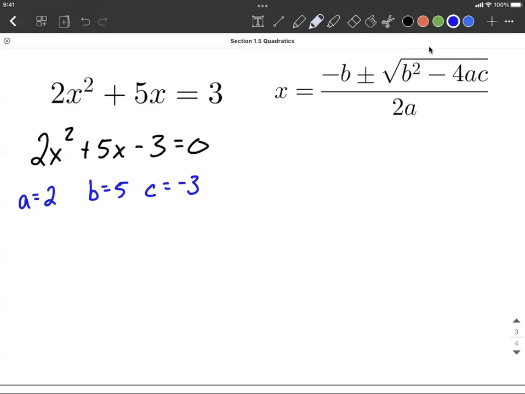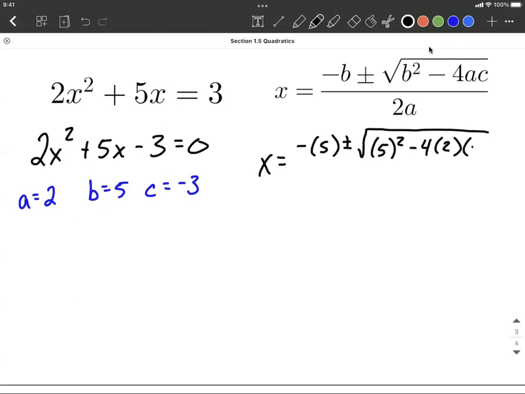All right, now that we have this, let's fill into the formula and reduce down. So in this case, it's going to be negative b plus or minus the square root of b squared minus 4 times a times c, all over 2a. And then it's just a matter of following our order of operations and simplifying from here.